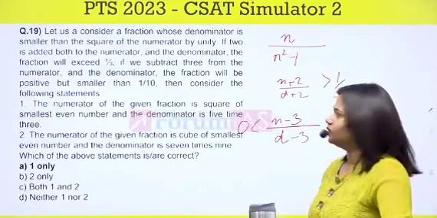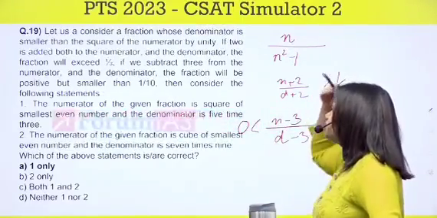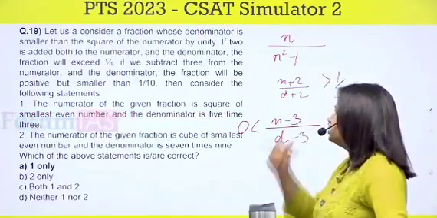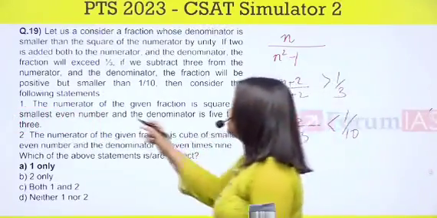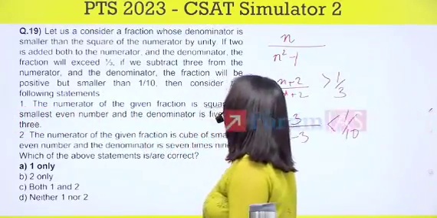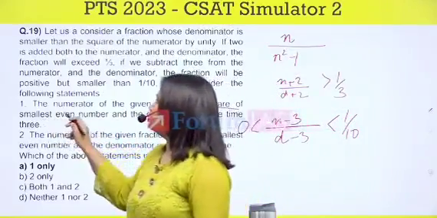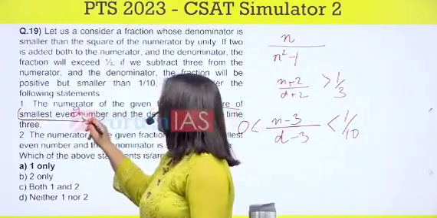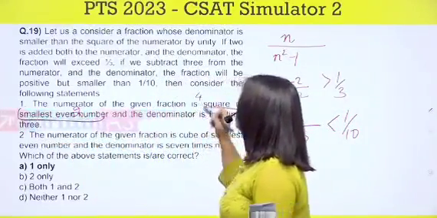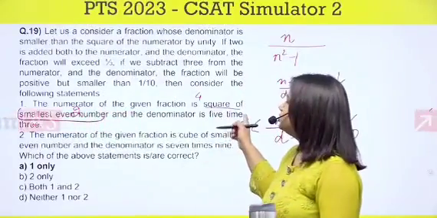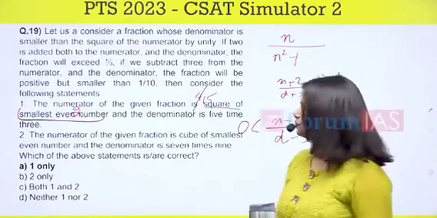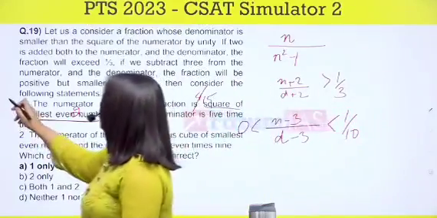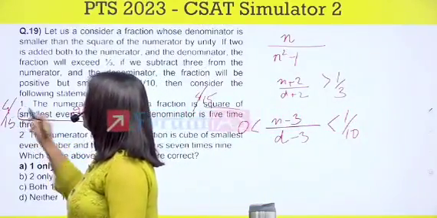Now consider the following statements. The numerator of the given fraction is the square of the smallest even number and the denominator is 5 times 3. Again, it seems difficult, but what are they saying? They're saying the numerator of the given fraction is the square of the smallest even number. Smallest even number is what? 2, right? So what is it? 4. 2 का square is 4 and denominator is 5 times 3, which is 15. So option 1 is saying that this number is 4 by 15.